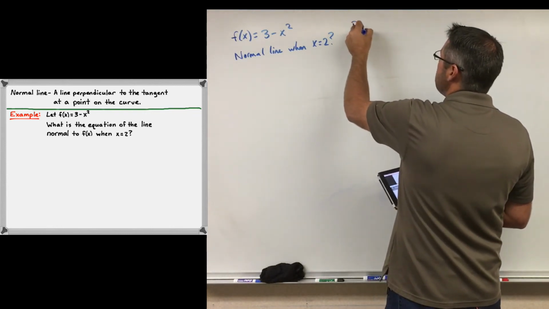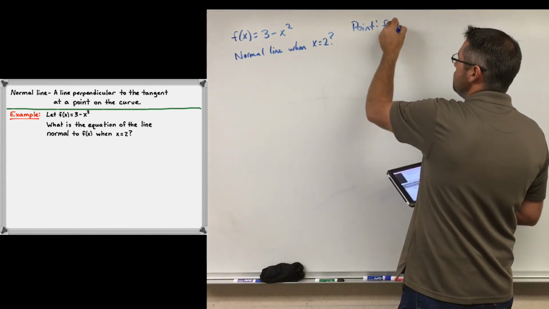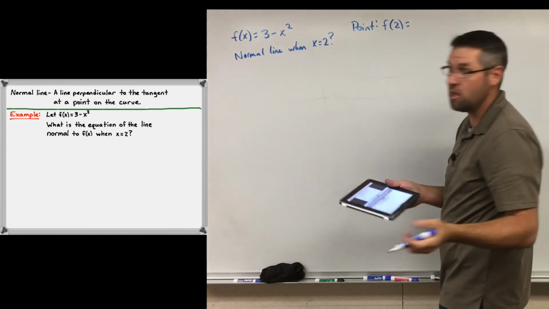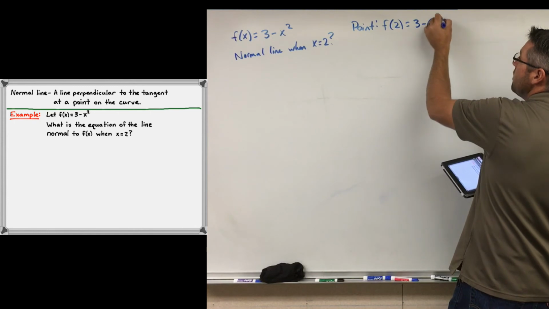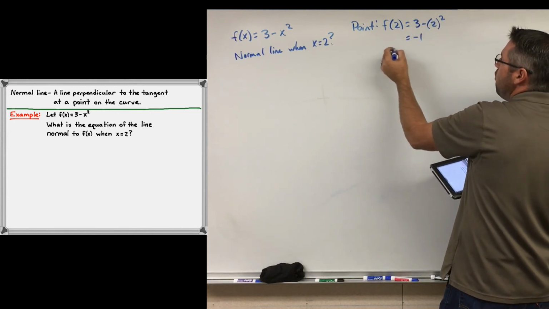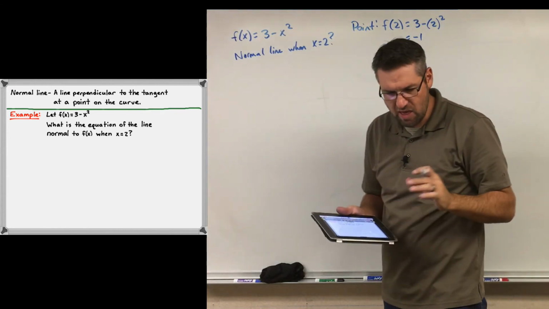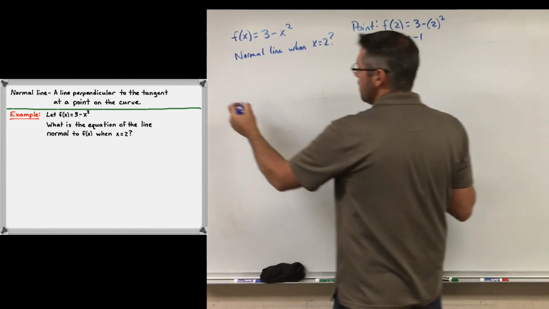So let's go ahead and find our point first. Our point is going to be f of 2, because that's our point of tangency, which is also our point of normalcy, I guess you could say. So that would be 3 minus 2 squared, which would be 3 minus 4, or negative 1. So our point is 2 comma negative 1. All right? That is the point of tangency. The next step is to figure out our slope.